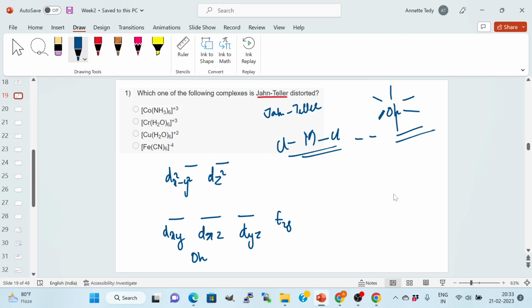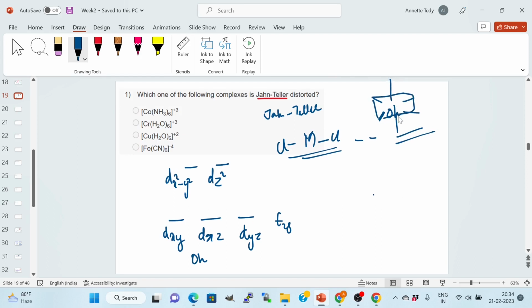This is an octahedral complex. It is not straight. These four are in the plane, these two are above and below. Definitely this is not a linear molecule. In this case it cannot have this symmetry and degeneracy together. Since it is already symmetrical, we can't do anything about the symmetry, but it can change the degeneracy. The degeneracy lifting will happen.